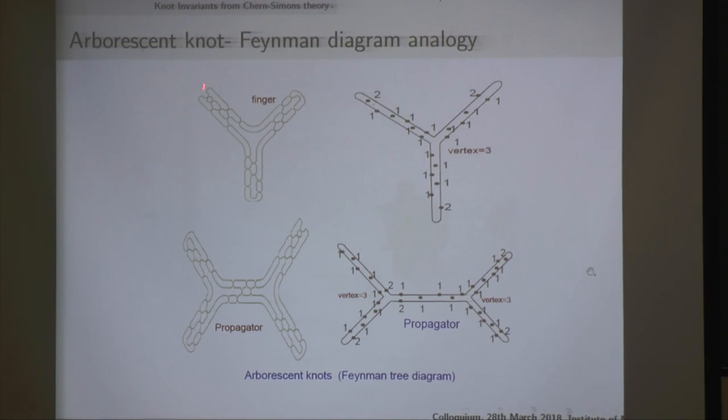So this is just to give a different flavor, that you can try to see an arborescent knot as if it's like a Feynman diagram dictionary, that you have a three vertex diagram and you have a set of parameters which tells you how many crossings are in the 1 and 2, or 2 and 3, or 3 and 4. So you can put some parameters for them, and you can have two three vertex diagrams connected by the two boundary, which we call a propagator. So all these possibilities exist for the arborescent knot. So if you shrink it, it looks like some kind of a Feynman diagram.